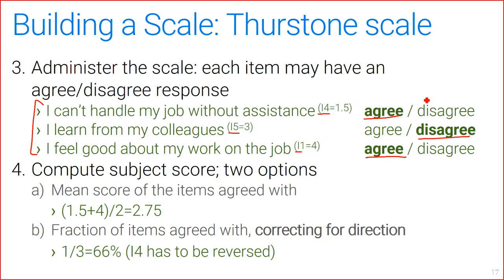We have 2 options. We can just compute the mean scores of the items that they agree with. So, for example, the employee agreed with item 4, that's a score of 1.5, and also agreed with item 1, which is a score of 4. So we do 1.5 plus 4 over 2, that's the average, and we quantify the self-esteem of this employee at 2.75 on a scale from 1 to 5.